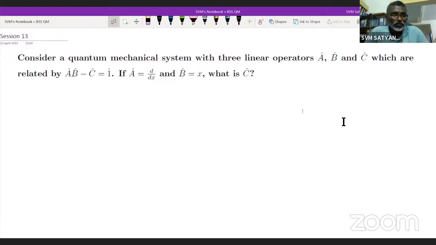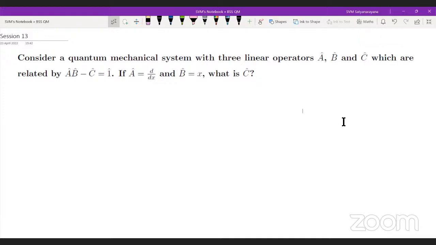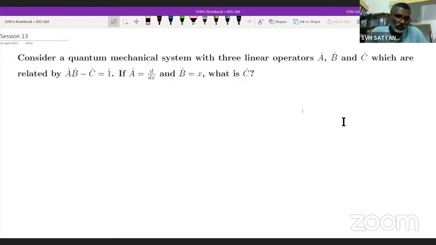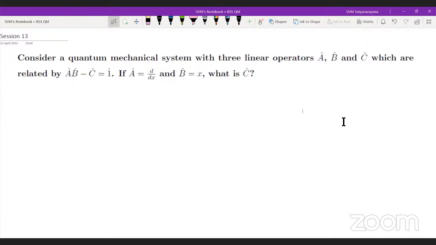So I think it's a direct apply method, sir. Okay, so correct. That is fine. But what do you think is the way to do it? How do you find C? Sir, I have two ways. One is the direct method, sir. That means I put the A cap value and B cap value directly in the equation, that means A cap B cap minus C cap is equal to 1.